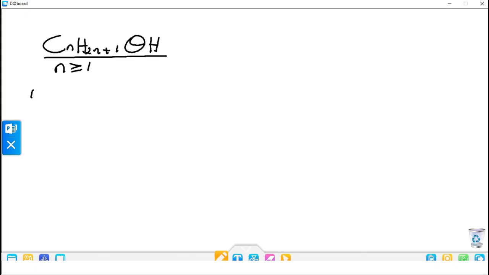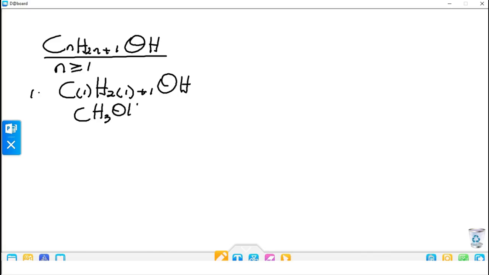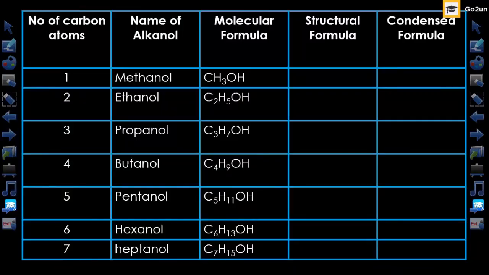So the first member, which is going to be 1, we have C bracket 1, H 2 into 1 plus 1, and OH, which is a constant parameter. So this is going to be C times 1 is C, H, 2 times 1 is 2, plus 1 is 3, OH. So we can see we have our formula, and this is called methanol because it has one carbon atom. This is methanol, as we can see.